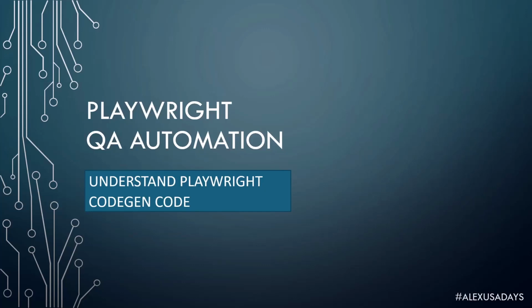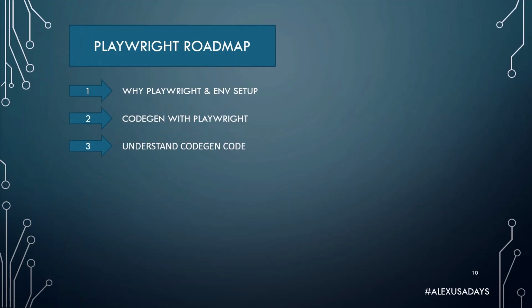Hey everyone, this is alexusadays and we're continuing the Playwright QA automation course. So today we're going to understand the Playwright code that Codegen created. This will be module 3, understand Codegen code.